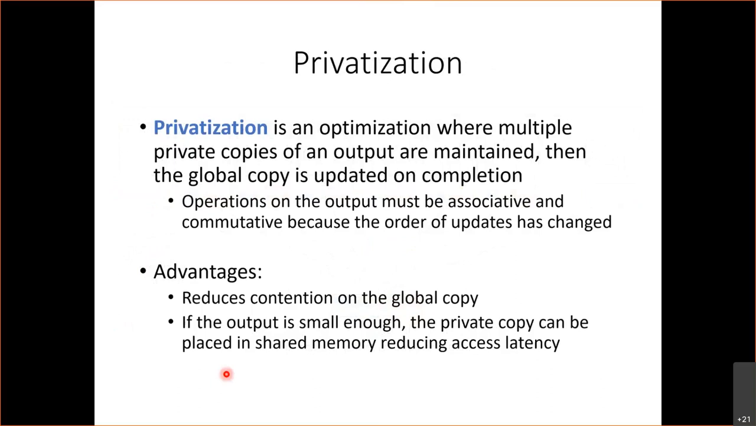A lot of times privatization is combined with shared memory where we put the private copy in shared memory. Logically, these are two different optimizations: the idea of privatizing an output to reduce the contention, and putting the privatized output in shared memory in order to reduce the access latency. But a lot of times these two optimizations are applied together. And here in histogram, this is an example of where we would apply it. We will look later on in the course at where we will combine privatization and shared memory tiling in a different scenario where many threads are trying to add to some shared queue. Okay? Any questions about privatization?